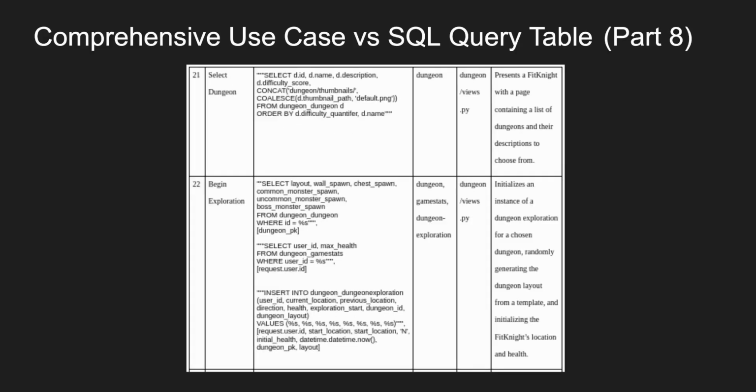The Select Dungeon and Begin Exploration use cases are also for the Fit Knight. So the Fit Knight can click a button on the home page in order to select their dungeon. This will bring up a list of the dungeons available to that user, and they can choose which one they want to explore. And then once they choose the one they want to explore, they'll begin their exploration, which will give them a randomly generated dungeon layout from a template, and it'll initialize their location and their health.